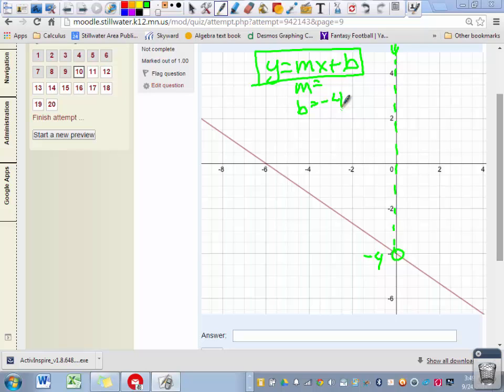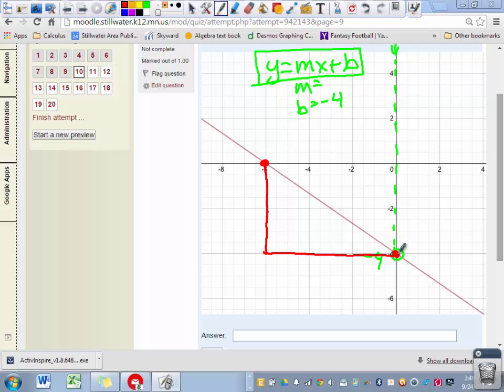This one could be a little bit trickier. Think about a triangle when we're doing slope. The height of the triangle is the rise, and the base is the run, and we want to pick two good points. I like this point and this point. These are two good intersections, right? This is right at negative 6, 0, and this is right at 0, negative 4.